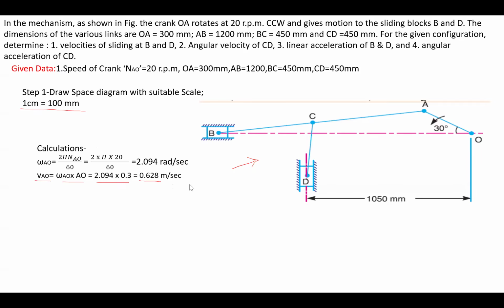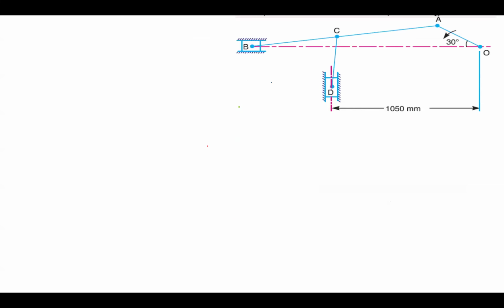So after drawing this space diagram, as we know, to begin with the velocity polygon, we must know the direction of the crank. Here the direction of the crank is anti-clockwise. It is given, and the velocity calculated for the crank is 0.628. So after knowing the magnitude and direction of the first link, we can begin the velocity diagram.